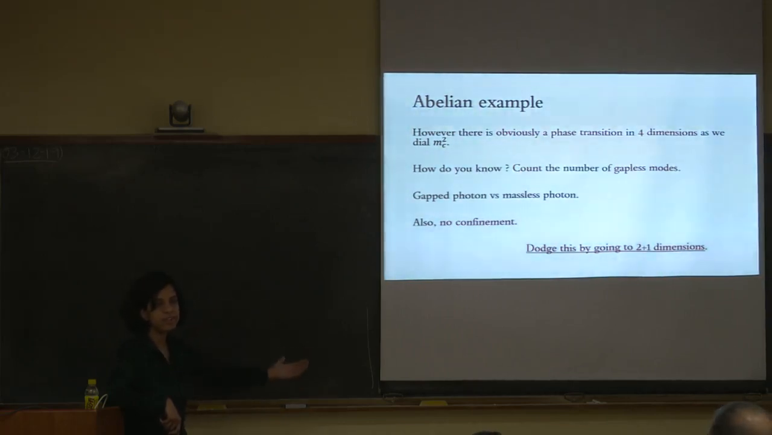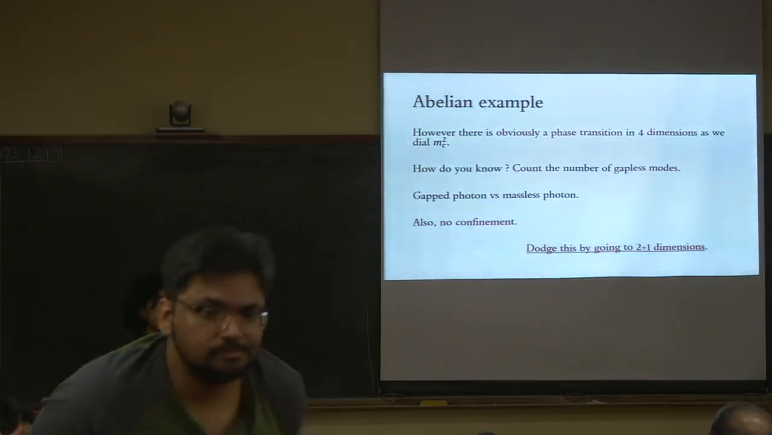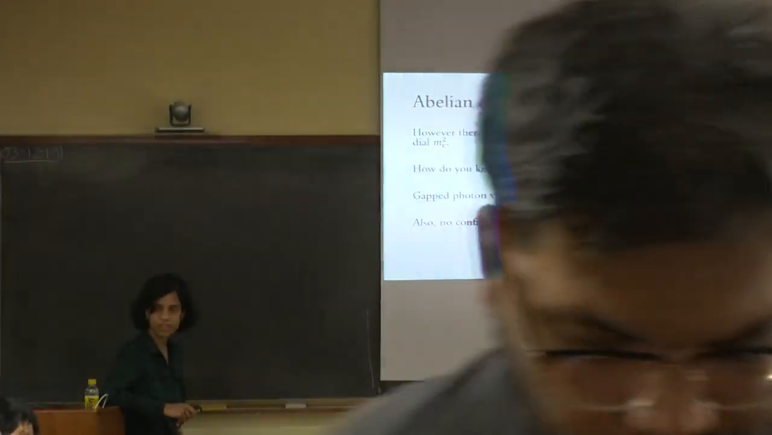In the Higgs side, your photon is going to be gapped because of the Meissner mechanism. On the other side, the photon is just gapless. It's ordinary Maxwell theory coupled to some heavy scalar fields. On top of that, there's also no confinement in 4 dimensions, if I just look at the Maxwell theory. So I'm going to try to dodge this by going to 2 plus 1 dimensions.